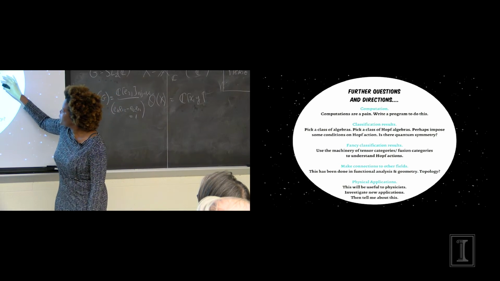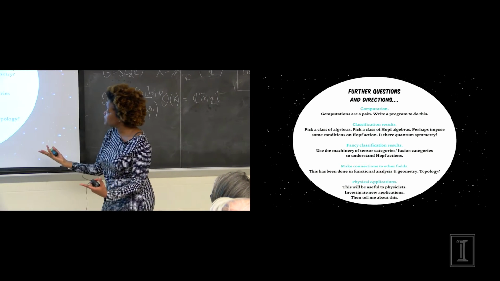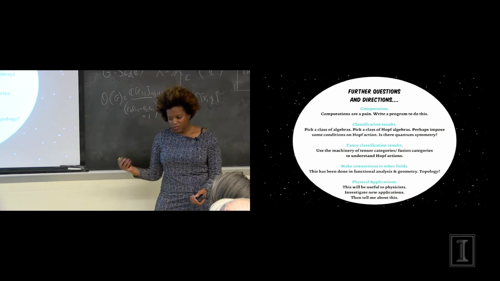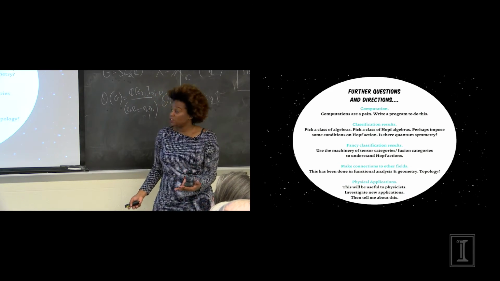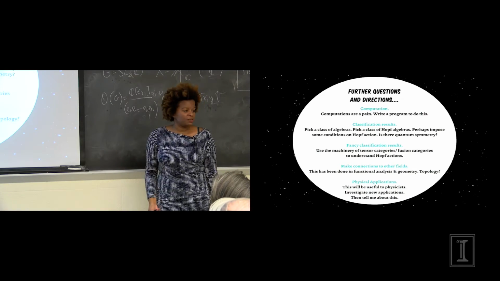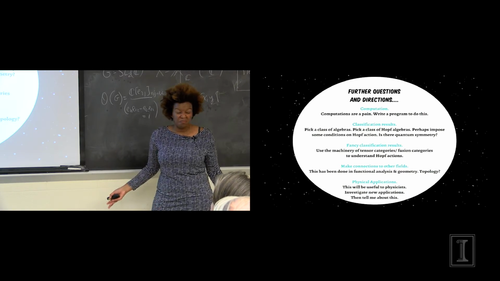If you wanted to cook up some sort of classification results, what do you do? You impose some conditions on the algebra. You can impose some conditions on what acts on these algebras, and you ask, is there a quantum symmetry? I mean, that basically is the game.